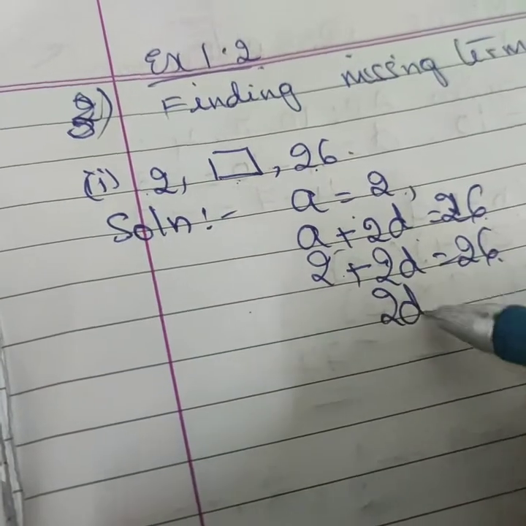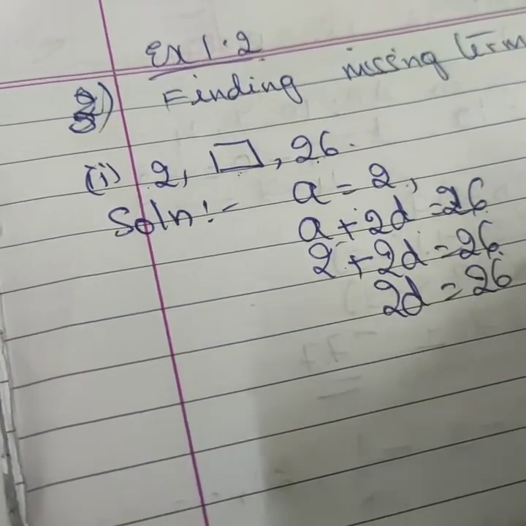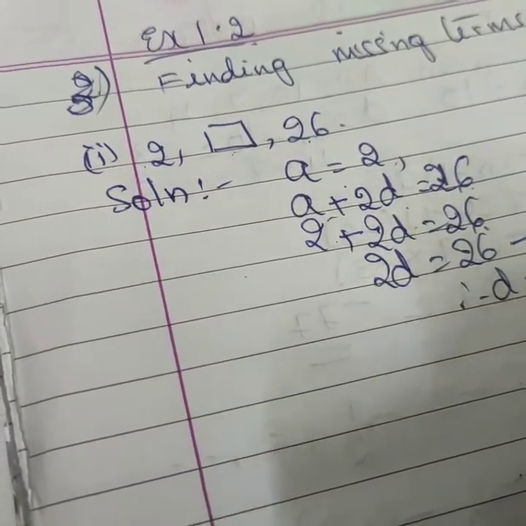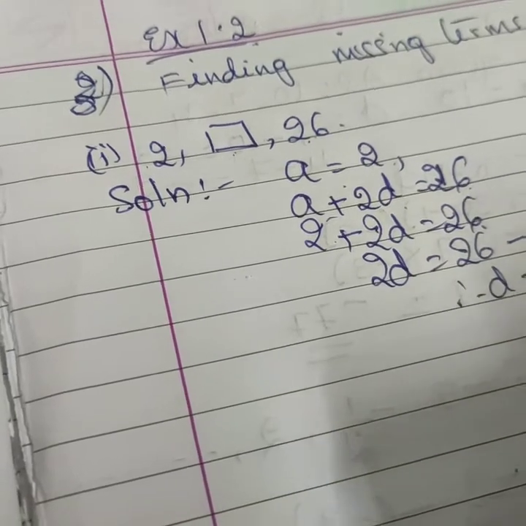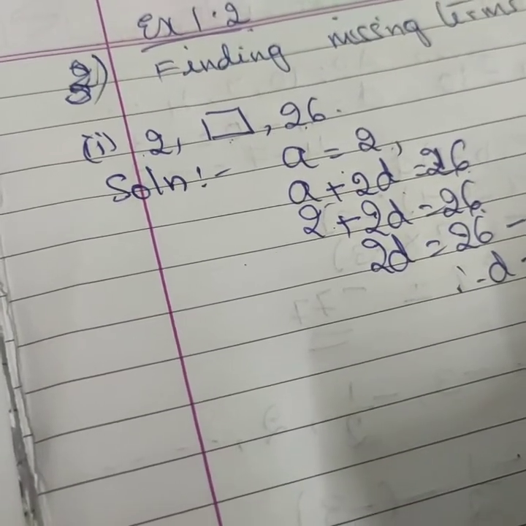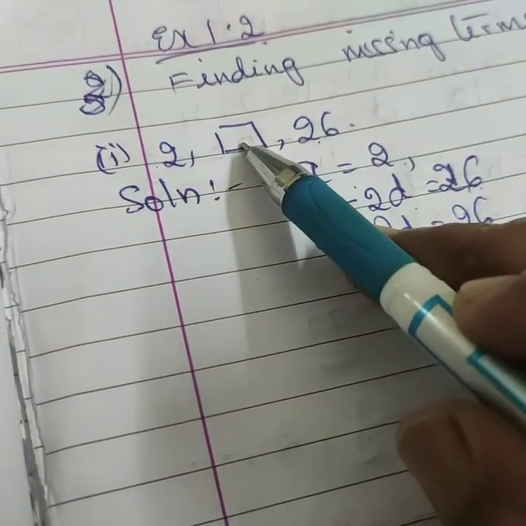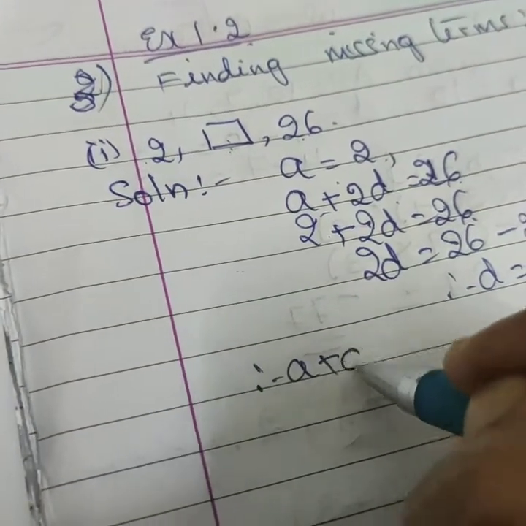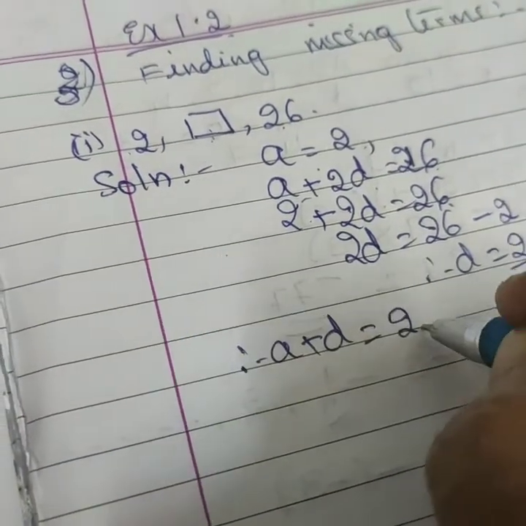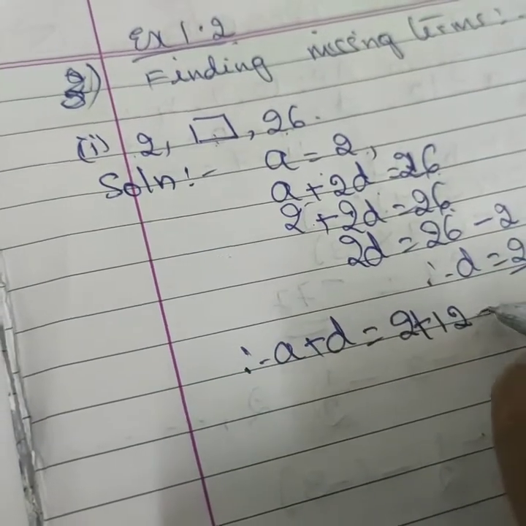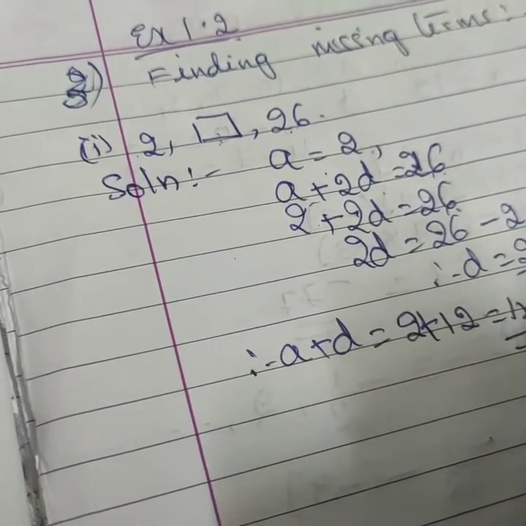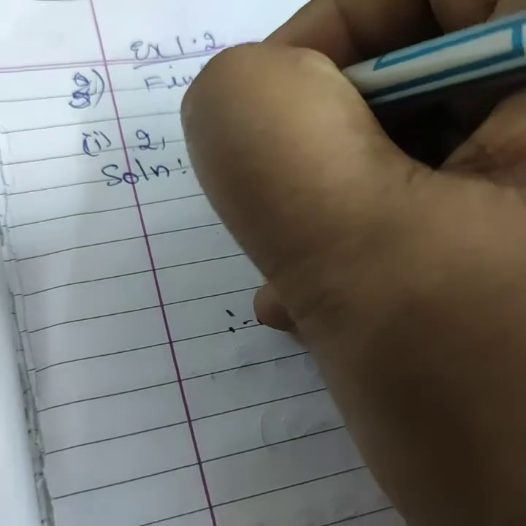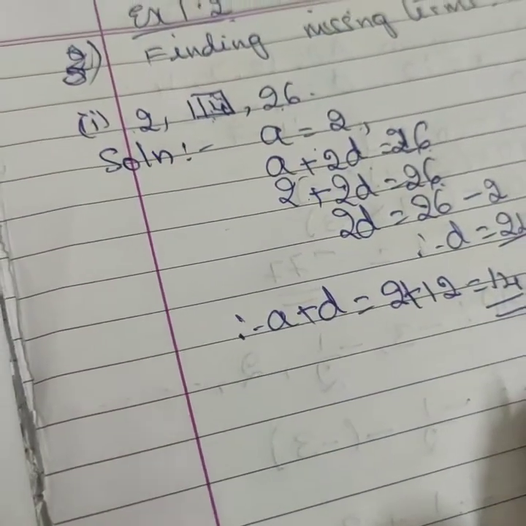So what you have, 2D will be 26 minus 2, that is equal to 24. Therefore your D is equal to 24 by 2, that is equal to 12. So you got D is equal to 12. So what is the position of this missing box? It is A plus D. So therefore A plus D is equal to, A is 2 and D is 12. So you got 14. This is the missing term. So the missing term was 14.